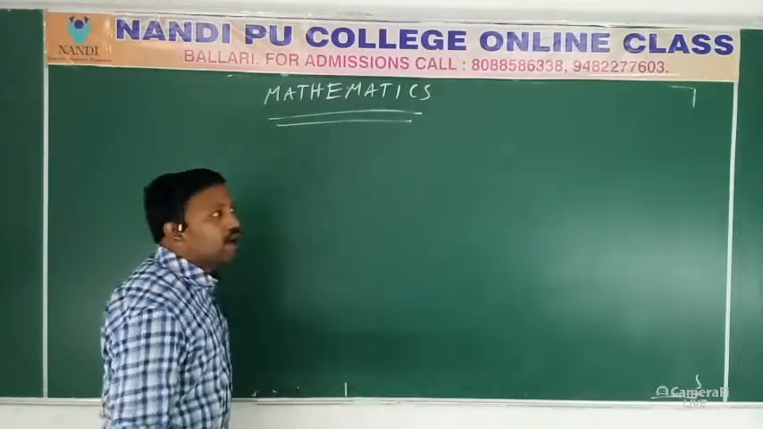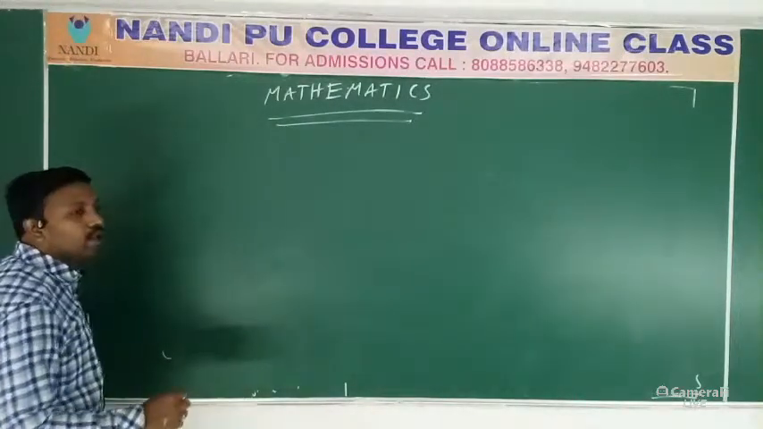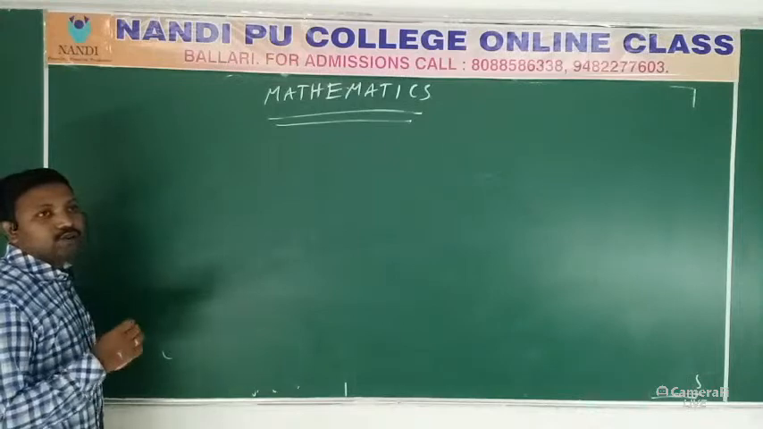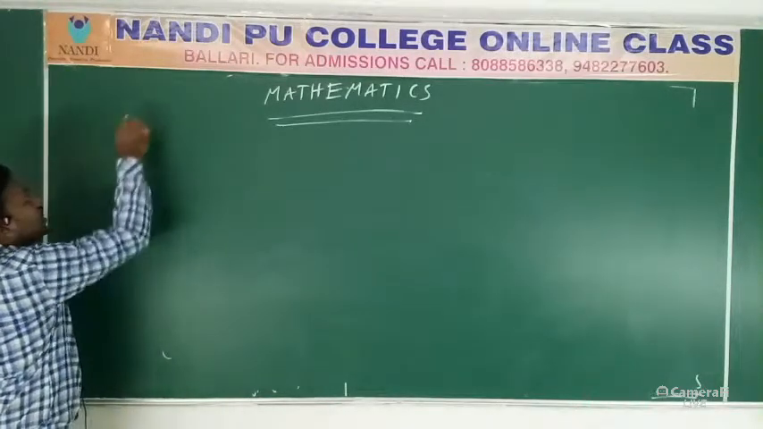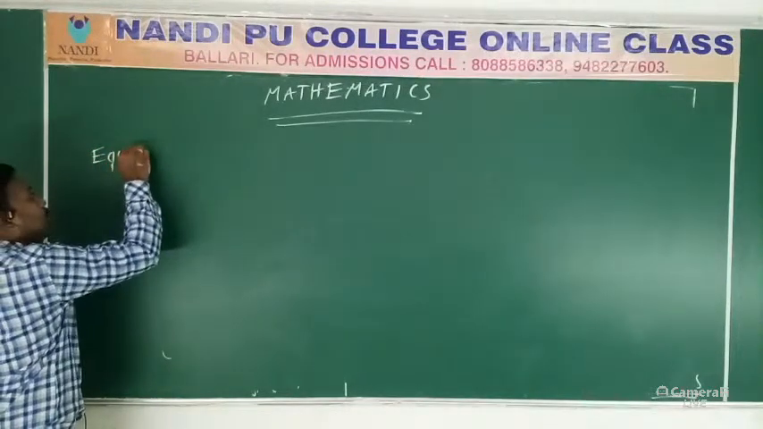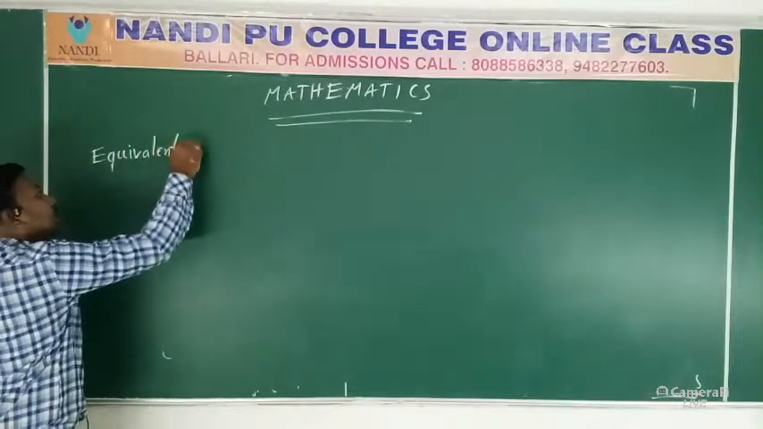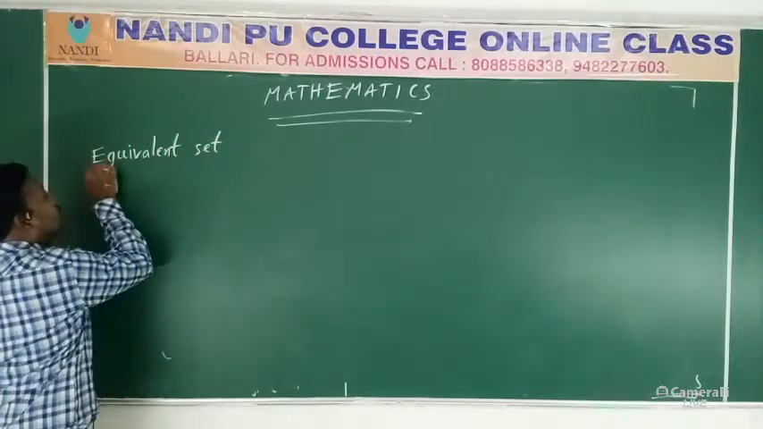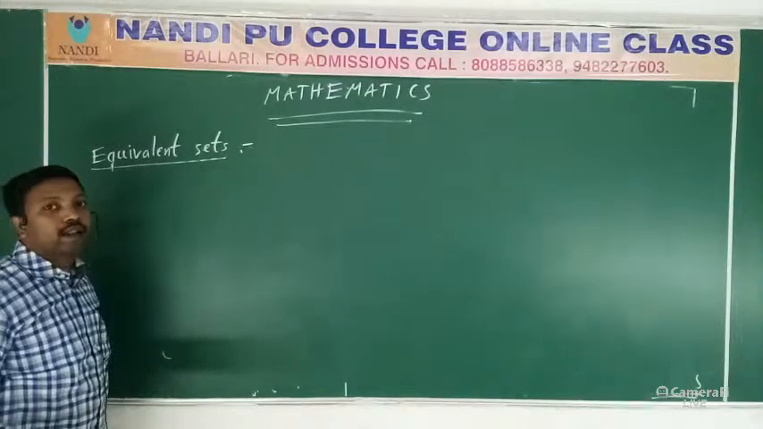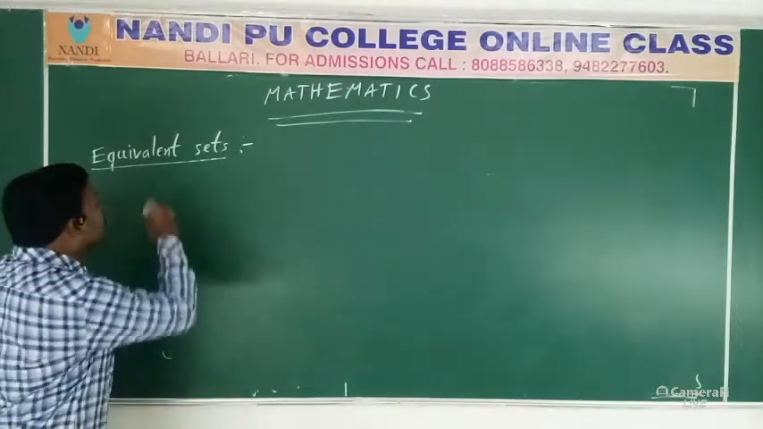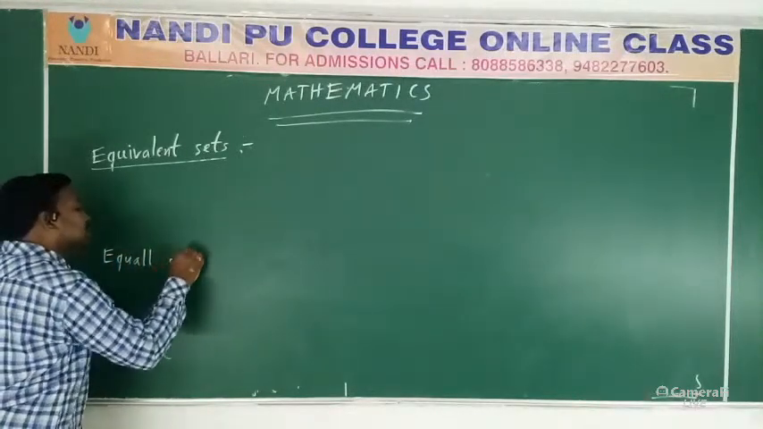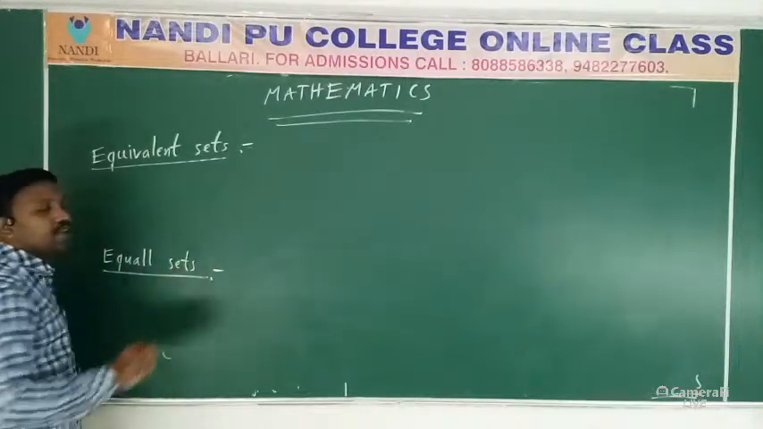Another two types of sets are there, that is equivalent set and equal set. Let us know the difference between the two types of sets. Today's topic is equivalent set and equal set. How can we tell two sets are equivalent? What is the difference between these two?